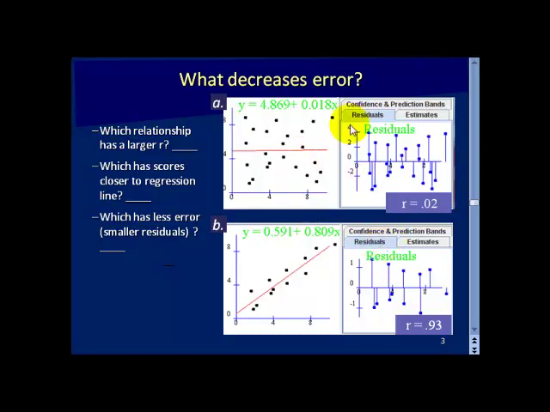So, and notice the scaling is different here. Here you're seeing errors around 4. Down here our errors are closer to being around 1. So a lot less error down here. So what decreases error? The strength of the correlation. As the correlation gets stronger, you're going to have less error.